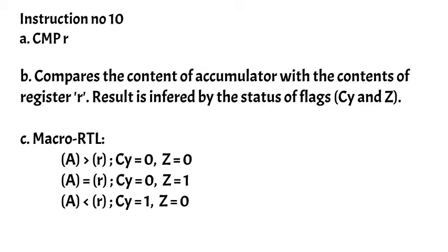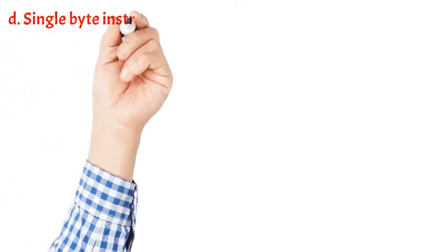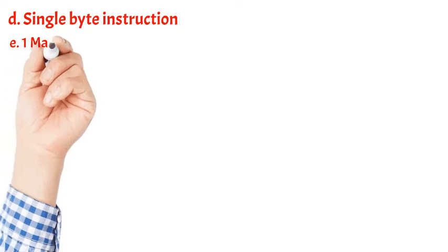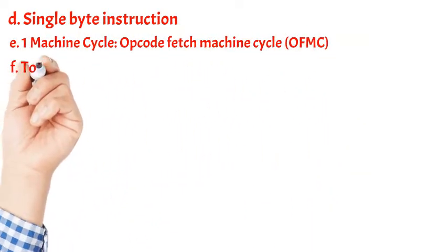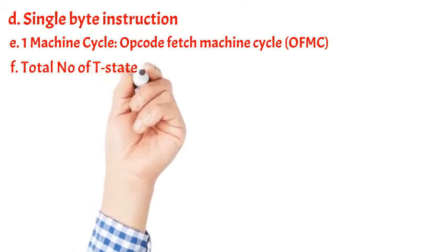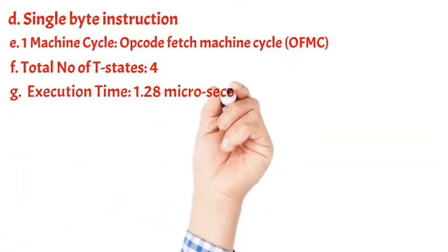The flag status will help us in inferring the result, whether A is greater than R, or A is equal to R, or A is less than R. So this is the compare instruction, CMP, of the microprocessor. The rest of the properties: it is a single byte instruction, has only one machine cycle, has 4 states, and an execution time of 1.2 microseconds.